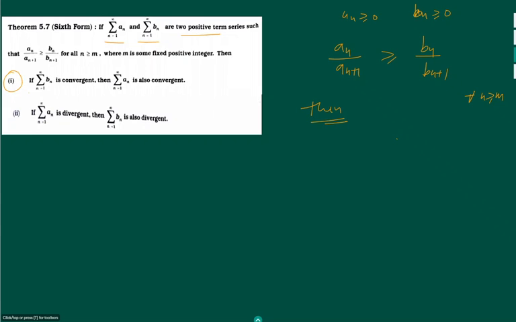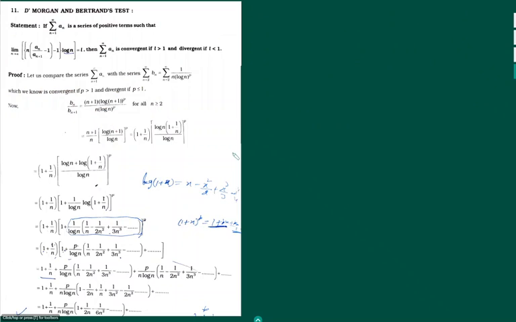Number one, the convergence of Bn implies the convergence of An, and the divergence of An implies the divergence of Bn. The convergence of this series Bn implies the convergence of the series An, and divergence of the series An implies the divergence of the series Bn, provided this happens and An and Bn are positive term series. All right, so we will be using this result in the coming De Morgan's and Bertrand test.